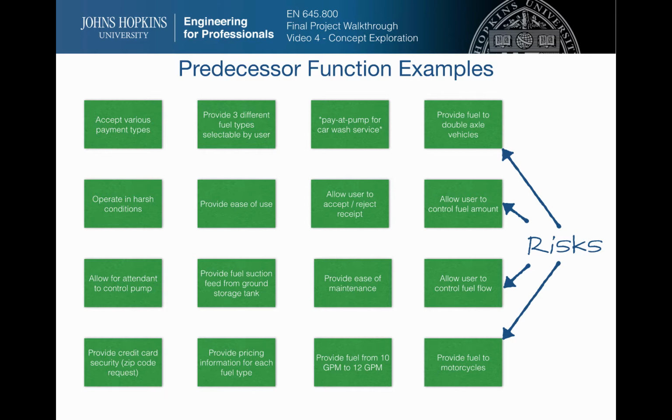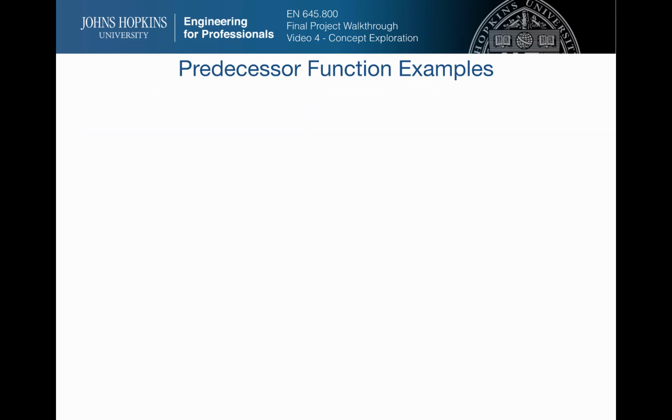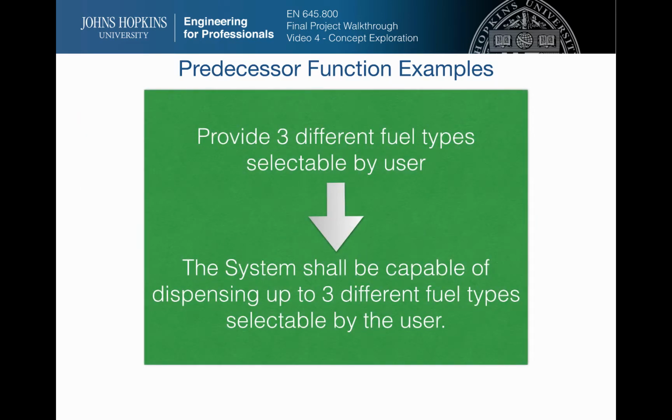Something that should also be mentioned while I'm here: how do I integrate these into my project? Since these are features and functions of the predecessor system that we want to retain, except for those risks I just talked about, each of these functions is actually going to become a requirement. So in Core, we simply write each of these functions as requirements. For example, "the system shall provide from 1 to 3 user-selectable fuel types" turns into "the system shall be capable of dispensing up to 3 different fuel types selectable by the user," and it becomes a requirement in the requirements section.